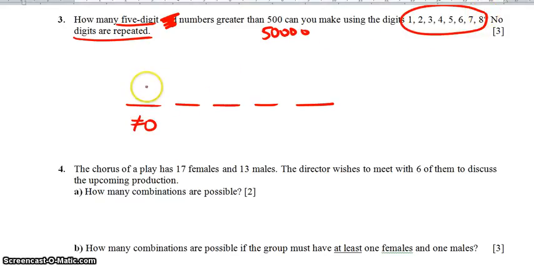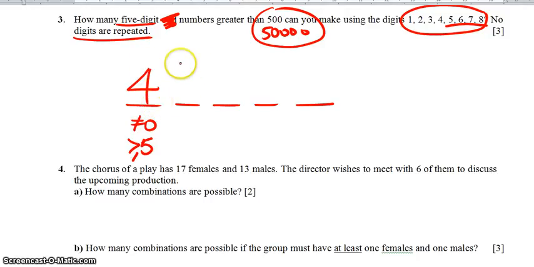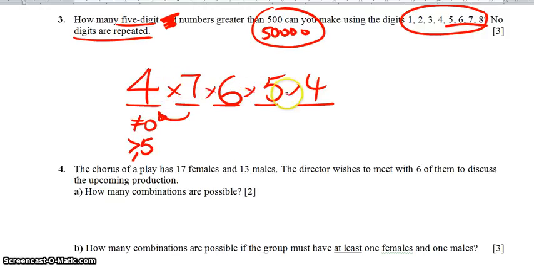So the first digit, you can only have it greater than 50,000, which means the first digit has to be bigger than or equal to 5. If you start with 5 something, it's bigger than 50,000. So there are only 4 choices for the first digit. After that, you can use any digit, but not repeating that one. So instead of 8 choices, you're down to 7 choices, and then 6 choices, and 5, and 4. So that will be the answer.